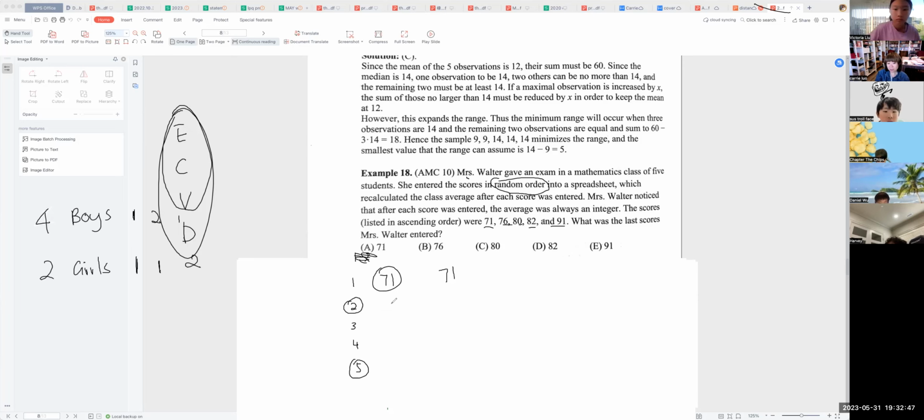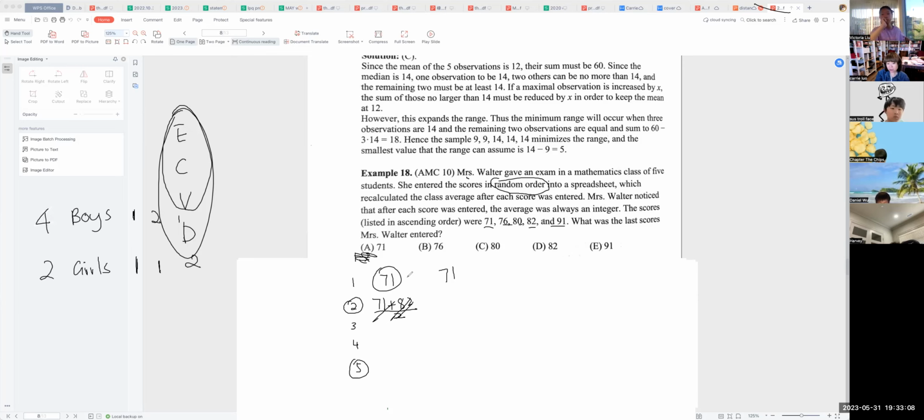And the second number kicks in, for instance, I put 71 and I put 82. Then I divide it by 2, I calculate the second average, right? But the thing is, every time I calculate the average, it must be a whole number. So that means the second one must be what?